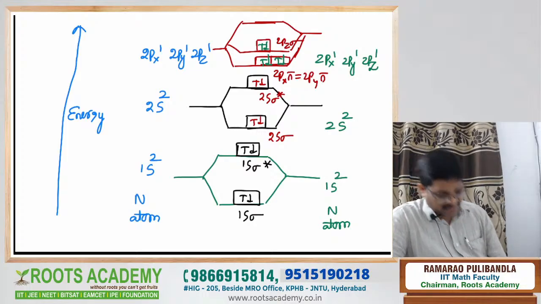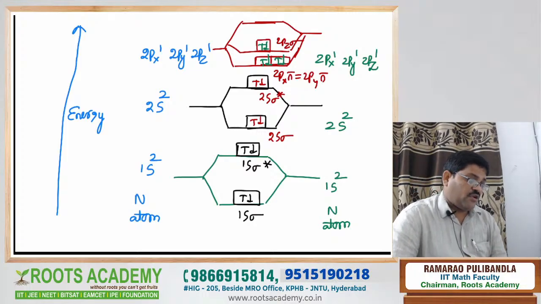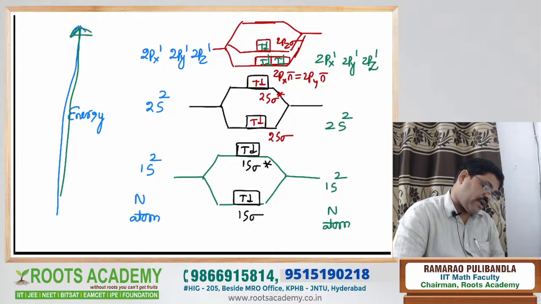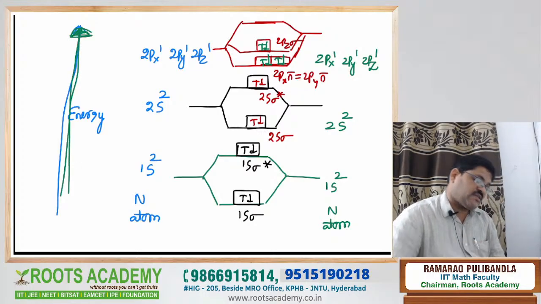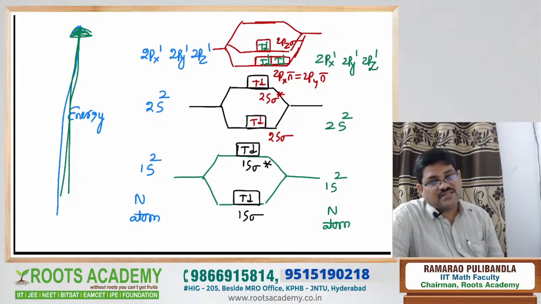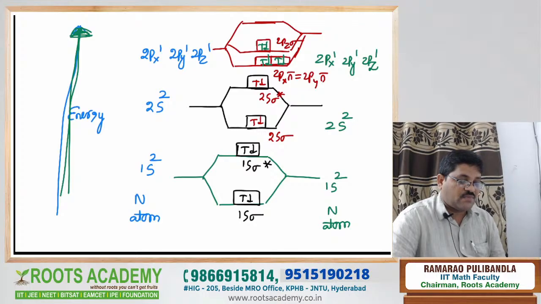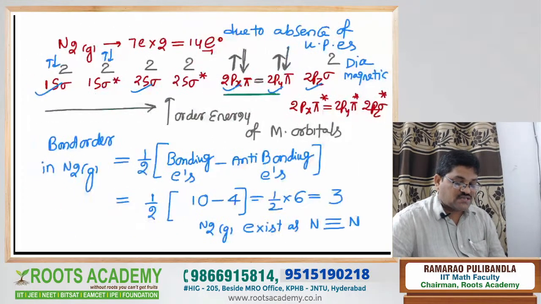This is the molecular orbital diagram of N2 gas with respect to increasing order of energy. Understand the point I am saying? So this is 2px pi equal to 2py pi. Now you write 2pz sigma. Therefore, this is the constant we can apply.